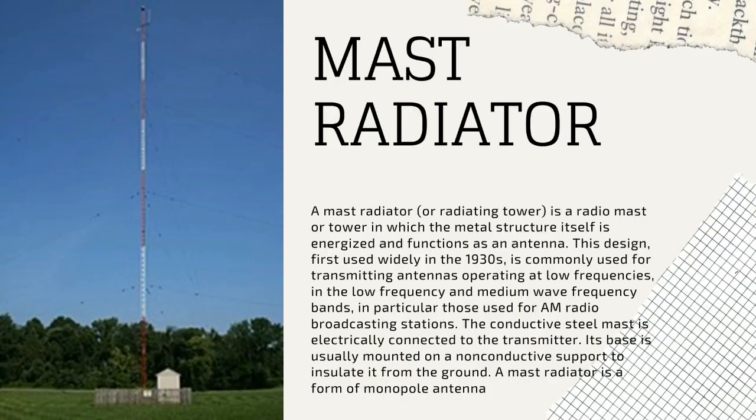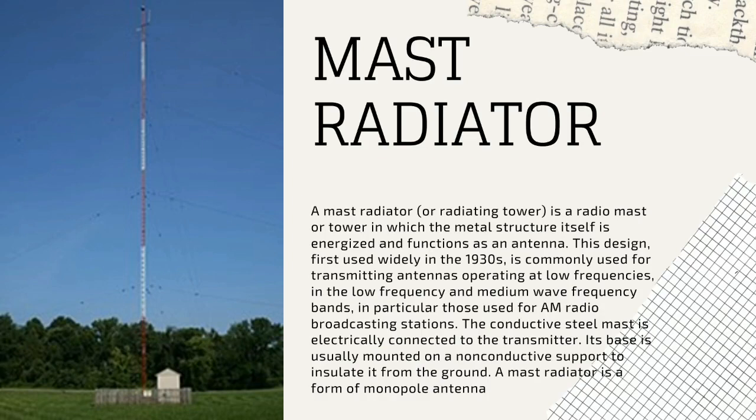Now let's proceed. So a mast radiator or radiating tower is a radio mast or tower in which the metal structure itself is energized and functions as an antenna. This design was first used widely in the 1930s, and is commonly used for transmitting antennas operating at low frequencies, in the low frequency and medium wave frequency bands, in particular those used for AM radio broadcasting stations.